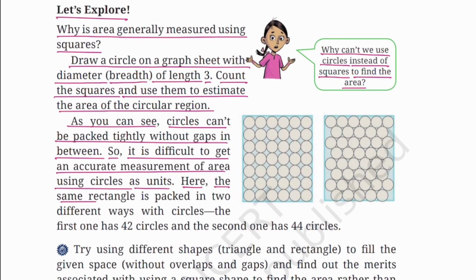Here, the same rectangle is packed in two different ways. With circles, the first one has 42 circles and the second one has 44 circles. You can see gaps here. And in the second one, you can see gaps here. They are not tightly packed. So we use squares to find the area.